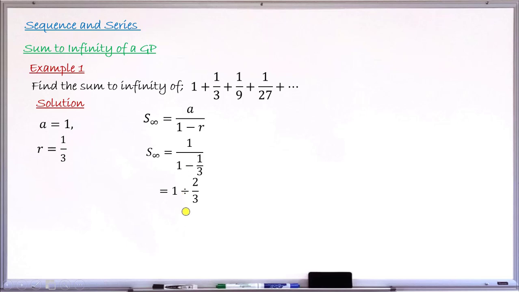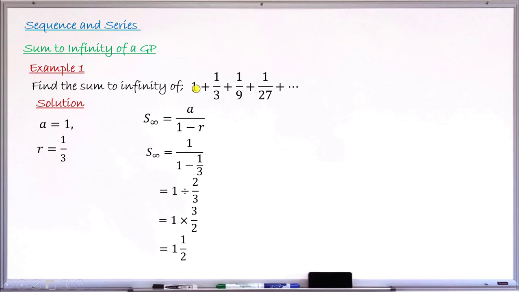So I'll continue. Division by a fraction, remember, we always change it to multiplication by the reciprocal. So I'm going to have 1 multiplied by, instead of this division, I now have multiplication, but the reciprocal of 2 over 3, which is now 3 over 2. So 1 times 3 over 2 simply gives a result of 3 over 2, and 3 over 2 in mixed fraction gives you one whole number, 1 over 2. This is the sum to infinity of this GP.